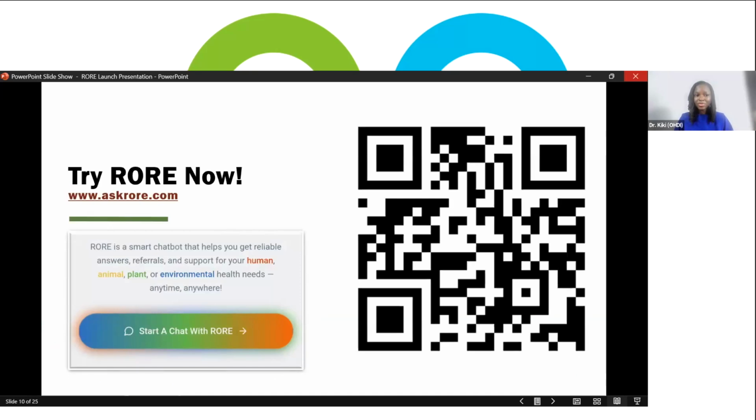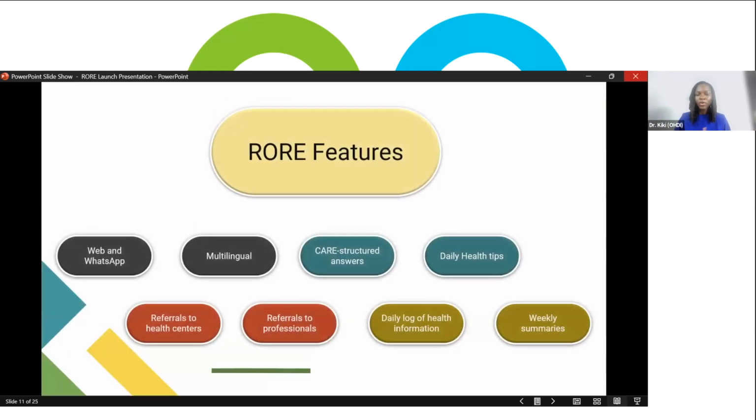So if you have not gone to the website, you can just type www.askrore.com and log in. You can maybe try to walk around it for now. You can also scan the barcode because that takes you directly to the website. But of course, you have enough time to do it. Feel free to start a chat with Rore because you'll be able to have an experience of what this looks like in real time. Now, what are the features?